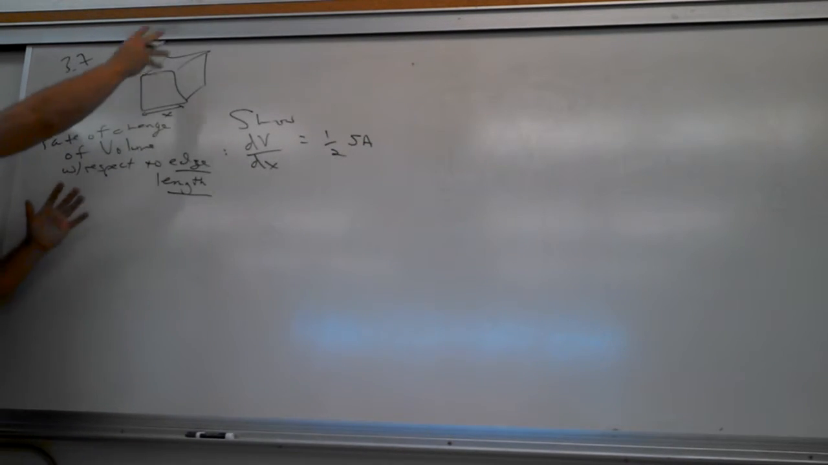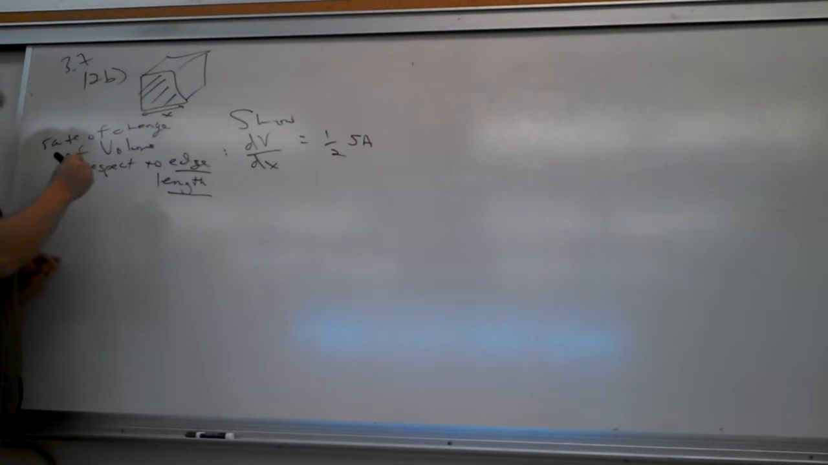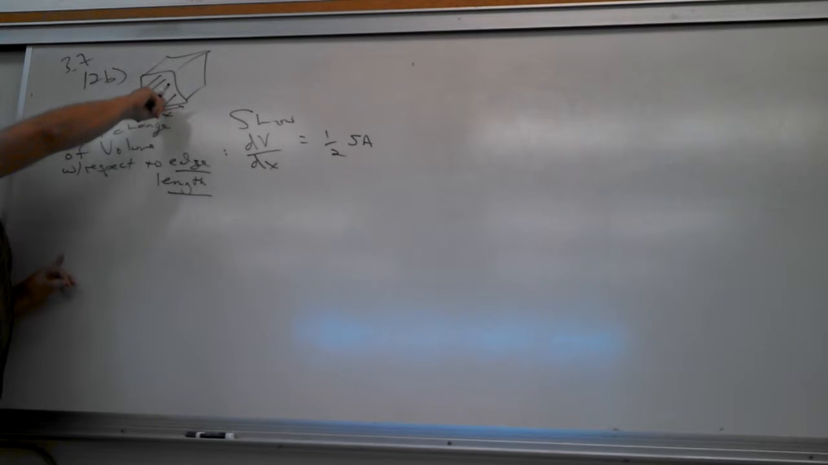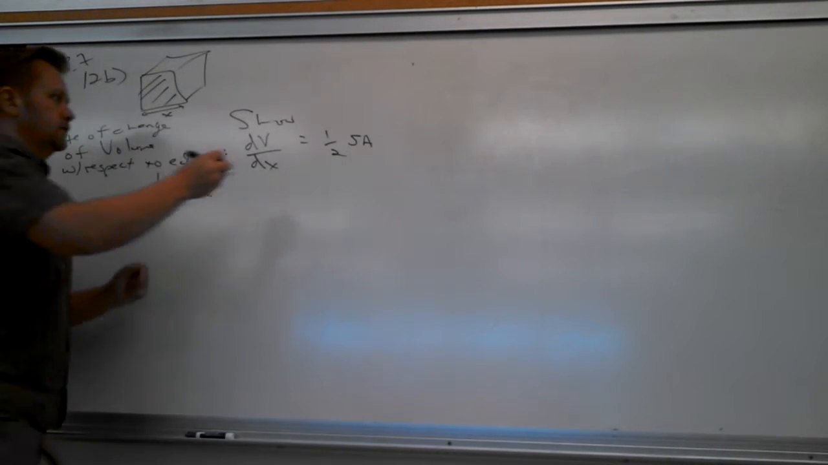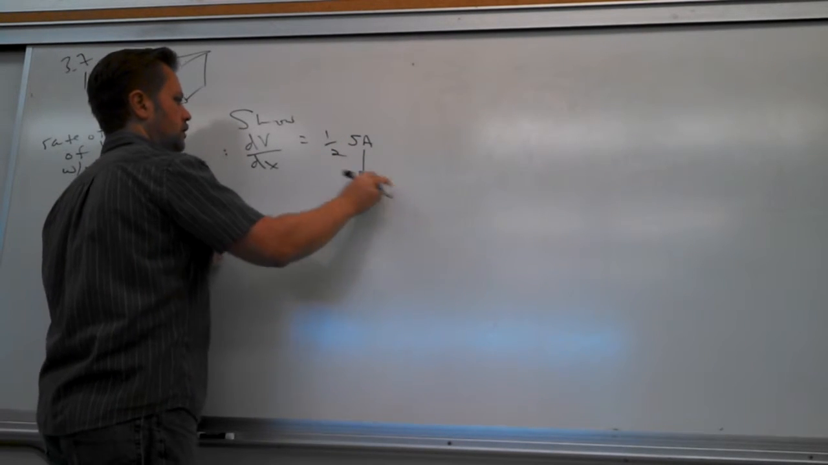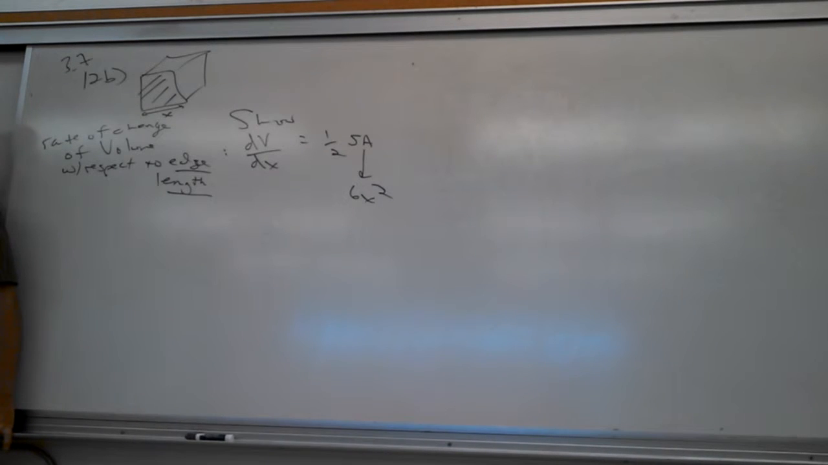And does anybody know what the surface area of this cube is? What's the area of this face? What's the area of that face? x squared. And how many faces are there? So the surface area is 6x squared. So you're going to show that dV/dx is equal to 3x squared. So it's half the surface area of the cube. This makes geometric sense somehow.